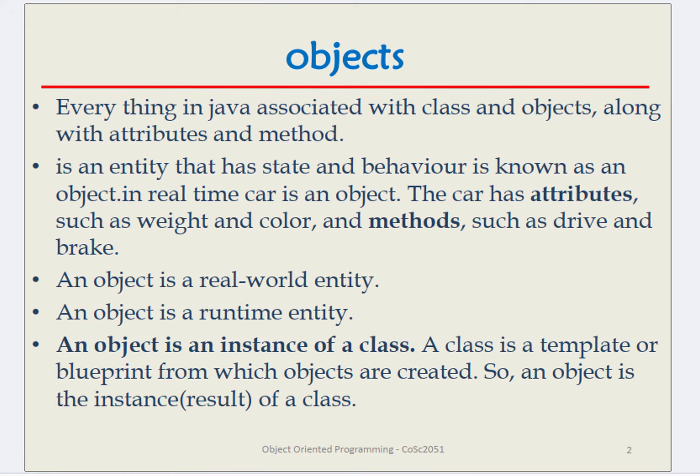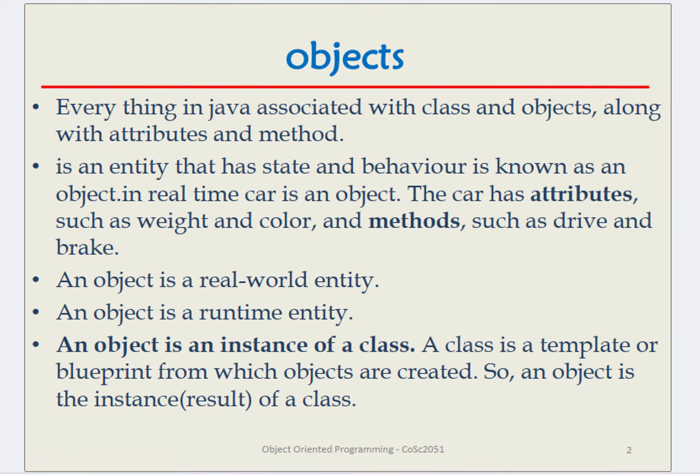In real life, a car is an object. The car has attributes, such as weight and color, and methods, such as drive and brake. An object is a real-world entity. An object is a runtime entity. An object is an instance of a class. A class is a template or blueprint from which objects are created. So, an object is the instance, the result, of a class.